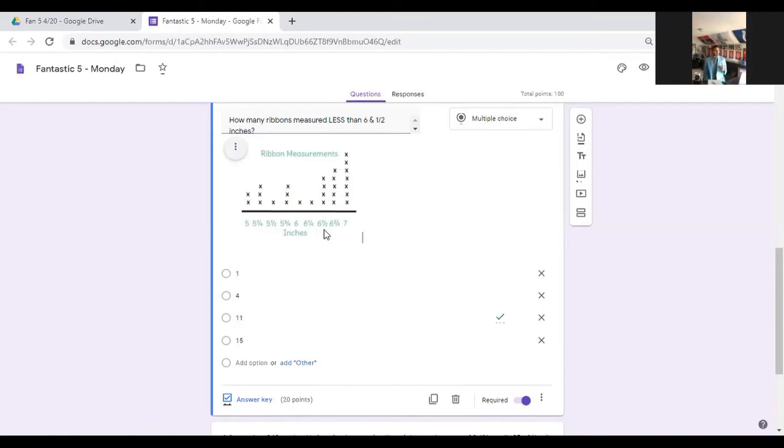The most common mistake is right here on this one, people want to count 6.5 inches. Guys, 6.5 is not less than 6.5. 6.5 is 6.5. So if I want to look less than that, I've got to look at all the X's to the left. Now, if it said how many are 6.5 inches or shorter, then you would include it. So it really depends on how the question's worded and how you read it. So if I want to know less than 6.5 inches, I'm looking over here to the left.